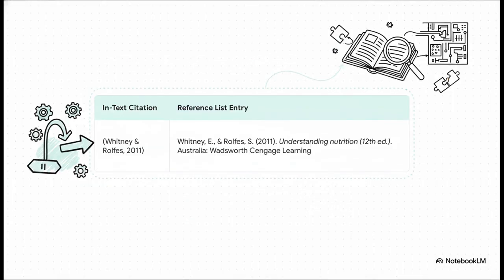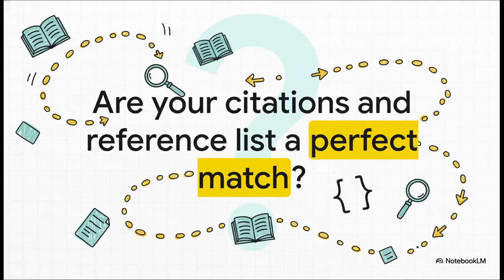And here you can see that perfect match in action. That short little signpost in the text, Whitney and Rolfe's 2011, it points directly to one and only one full entry in the reference list. They are always, always connected. So before you hand in your next assignment, just ask yourself this one simple question. Think of it as your final check. Are my citations and my reference list a perfect match? If the answer is yes, then congratulations. You've just laid down a perfect academic breadcrumb trail.